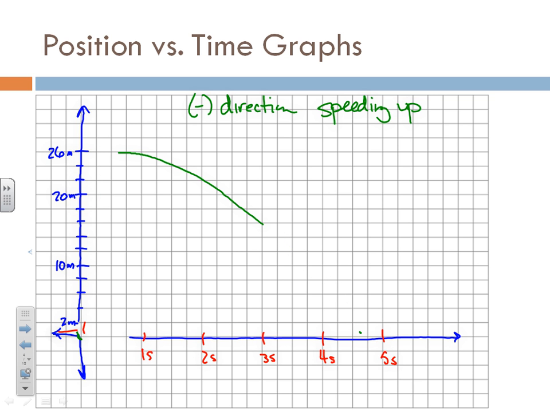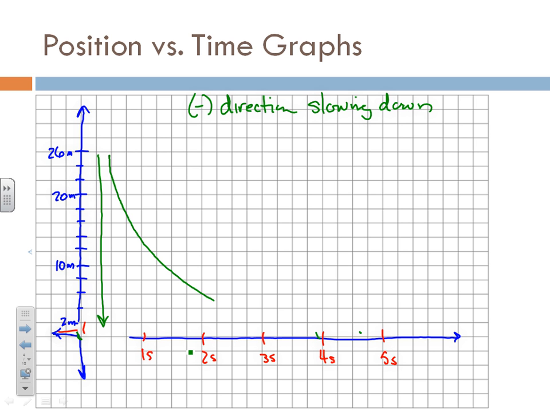And so this is what it looks like. It's kind of not a good parabola, because remember, parabolas grow fast. So this is what it looks like when an object is speeding up in the negative direction. And then finally, we can look at slowing down. Again, we want to be moving in the negative direction, but this time we want it to be getting flatter. So we want it to start out steep and then get flatter and flatter. And this is what it looks like when we're slowing down in the negative direction.